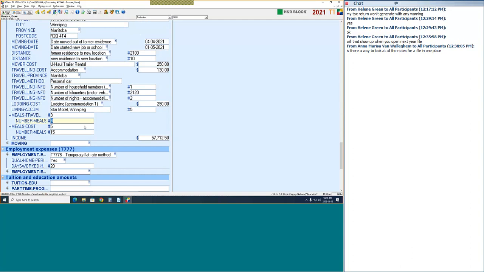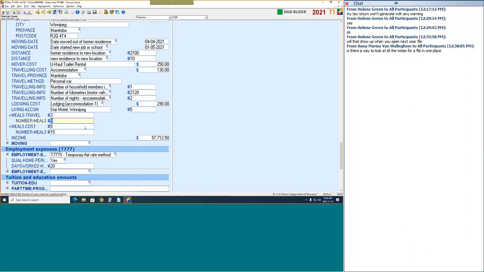Is there a way to look at all the notes for a file in one place? There is not. So what you're going to do is, those are notes where you say, where did I get that number from? Go look at your data entry and see if you put a note on it, and hopefully you did. I recommend everyone who learns to do tax returns, please use your notes.